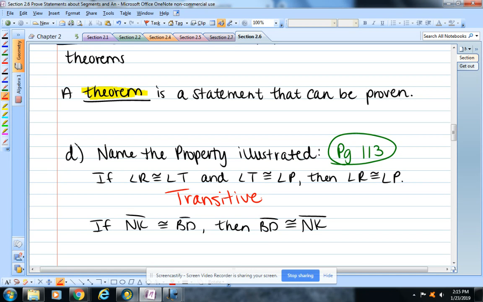The next one, what's this symbol mean? If segment NK is congruent to segment BD, then segment BD is congruent to segment NK. So what happened there? They swapped the order, right? They said NK first here, and then they said BD first here. So which one says you can swap the order? Symmetric. Does that make sense?